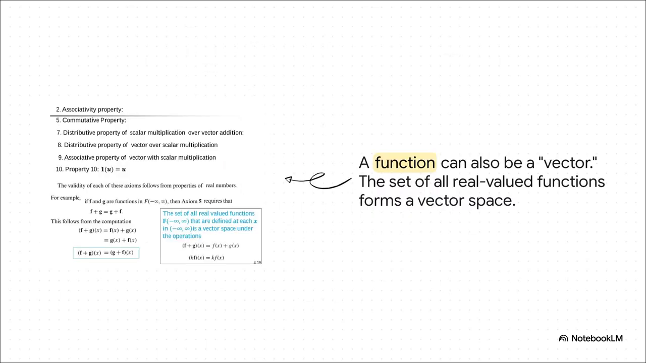Consider the set of all real-valued functions. I mean, how can a function possibly be a vector? Well, let's check. Can we add two functions together? Yeah, of course. (f + g)(x) is just f(x) + g(x). Can we scale a function by a number? Sure. (k·f)(x) is just k times f(x). And if you go through and check all 10 axioms, you'll find they all hold. So functions can be vectors too.